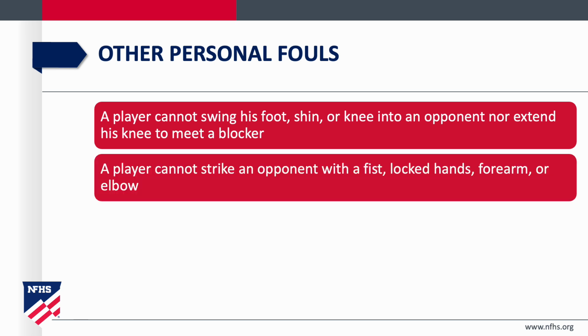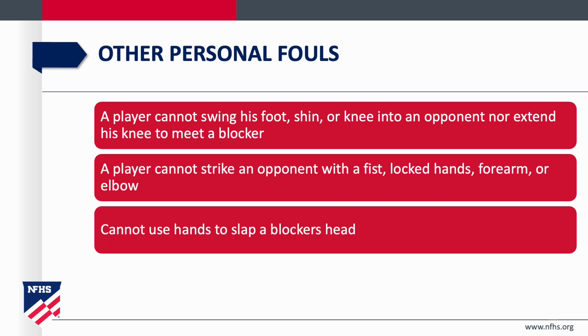A player cannot strike an opponent with a fist, locked hands, forearm, or elbow. We need to be aware of the intention of these strikes. A player is allowed to punch the ball out of an opponent's possession. If it's apparent that the player is trying to do this and accidentally hits the runner as well, we wouldn't have a personal foul. However, if it looks like it's intentional, this is a personal foul and can also be considered for an ejection. An open-handed slap to the head of an opponent is also a personal foul.